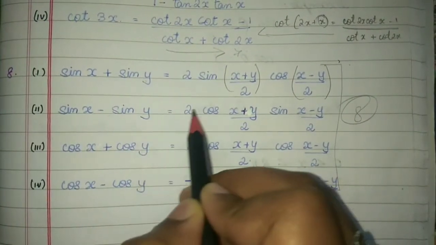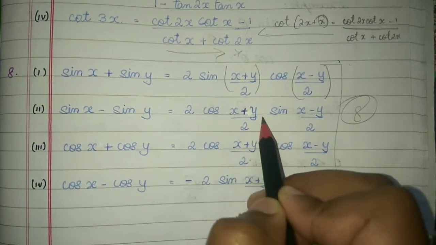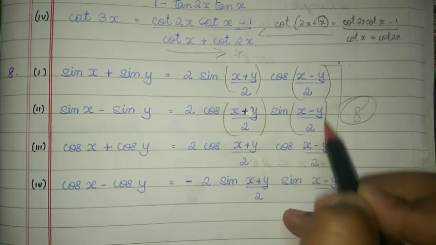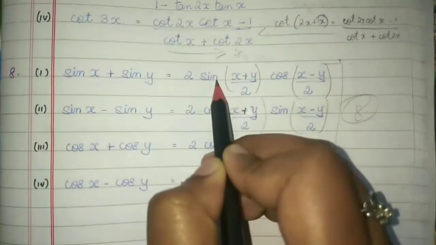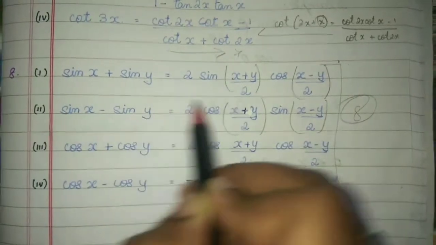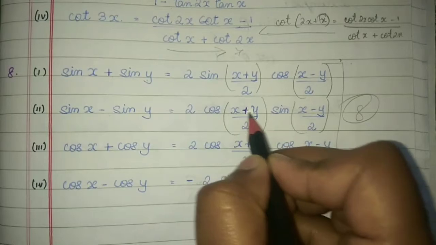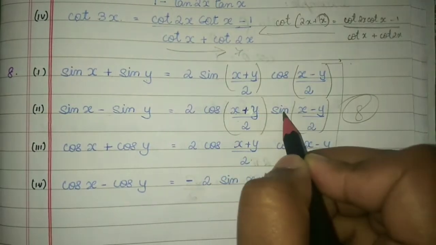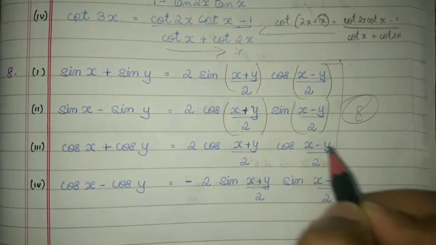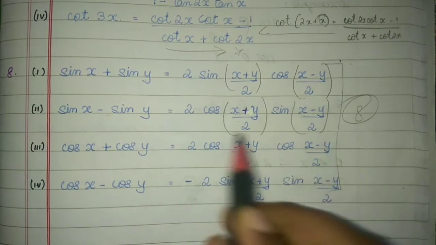Next, sin x minus sin y is 2 cos((x+y)/2) into sin((x-y)/2). This should be kept in mind: for positive, sin is in front, so for negative, cos is in front. 2 cos((x+y)/2) into sin((x-y)/2). I think you will be clear with this.